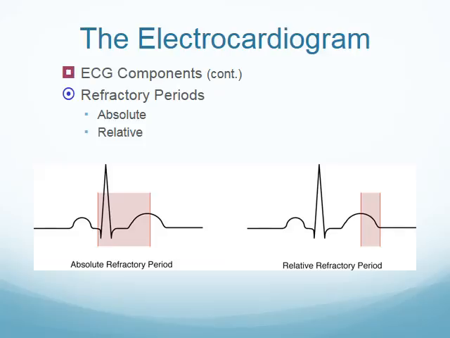We're in that absolute refractory period where the conduction cells are at a point where they're unable to receive a stimulus no matter how strong that stimulus is.